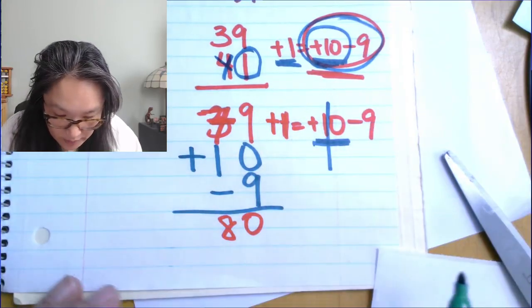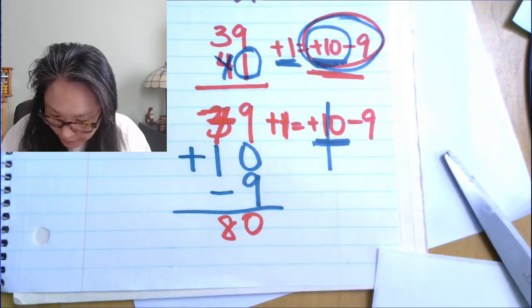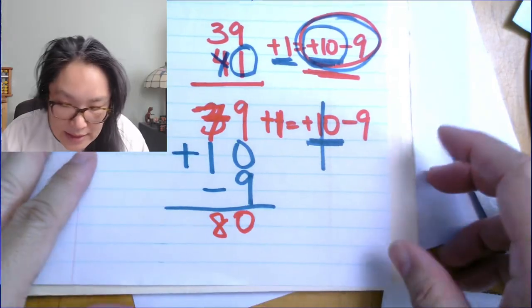Okay, let's do another one. I think I figured it out. I think what it is, it's so isolated. We've got to do another one, right? So if we did, okay, let's do this one.